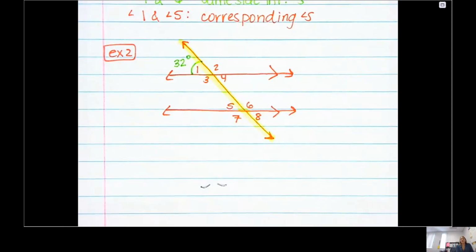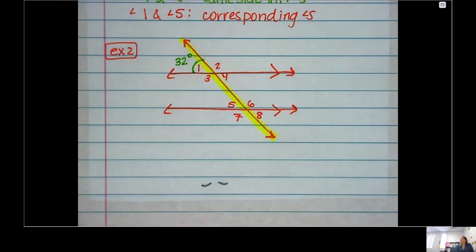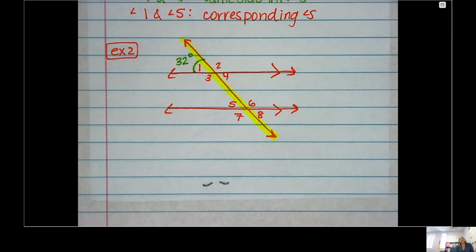You should now be able to figure out all of the other ones. So I want you to fill it in. Every angle that looks the same better be exactly the same. Take a moment, try to fill it out. You know angle 1 is 32 degrees. You should know a bunch of other ones super quickly. Take a second, give it a try.